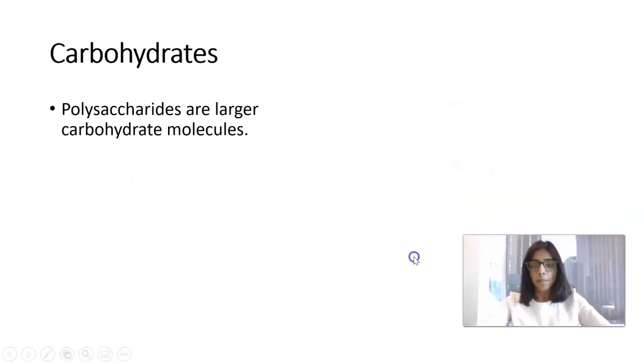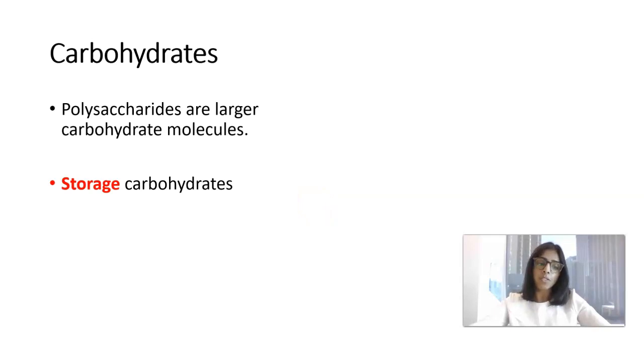Alright, so the bigger group of carbohydrates that we look at are the polysaccharides. The prefix poly means many. So it's lots and lots of carbohydrate single units joined together. And the reason why they're important is because they behave as storage molecules.